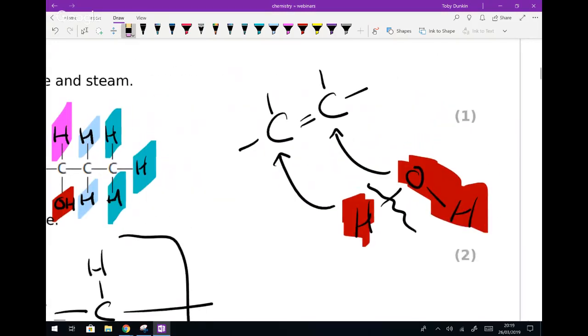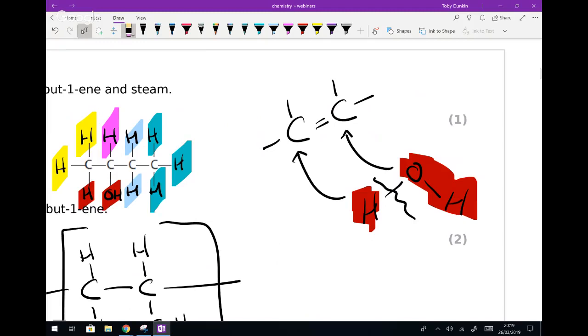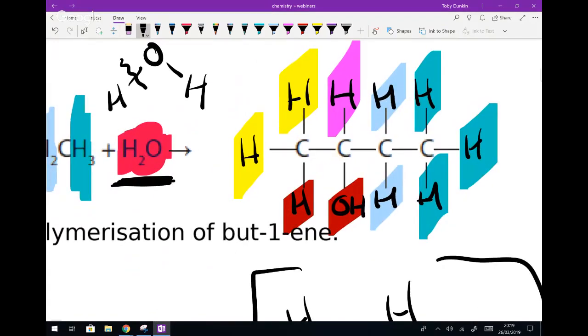Oh, I drew a picture there. We break the water in half. The O goes onto one carbon. The H goes onto the other carbon. And then we also break one of the double bonds. I'm going to make that a bit clearer by making that bond further apart. One of those breaks, and they go across it, just like that. Clever, that.